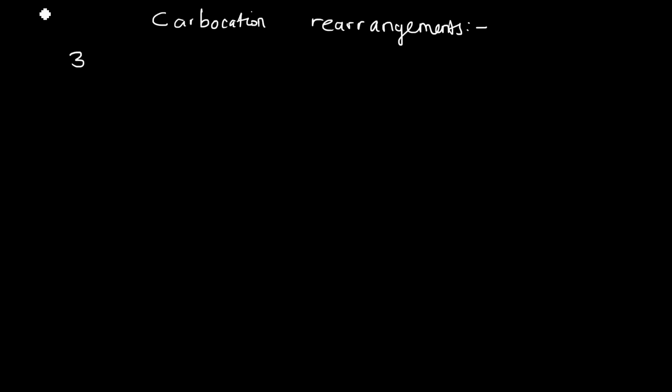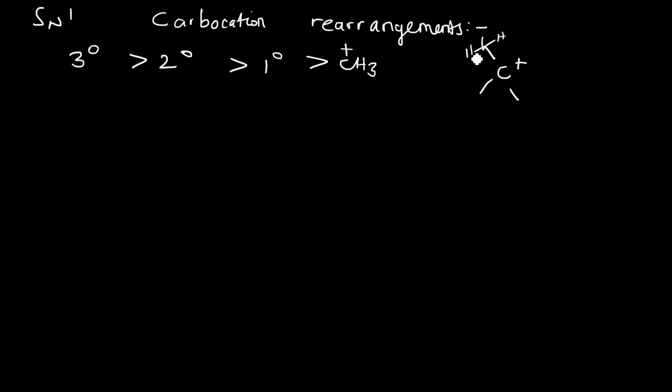So remember, for SN1, it's going to prefer the tertiary over the secondary, over the primary, over the methyl halide. Now, why? Let's take an example of this structure. The more alkyl groups you have, the more stable the carbocation. What do I mean? The carbocation is going to be comfortable. That's what stable means. And it's going to have a longer lifetime.